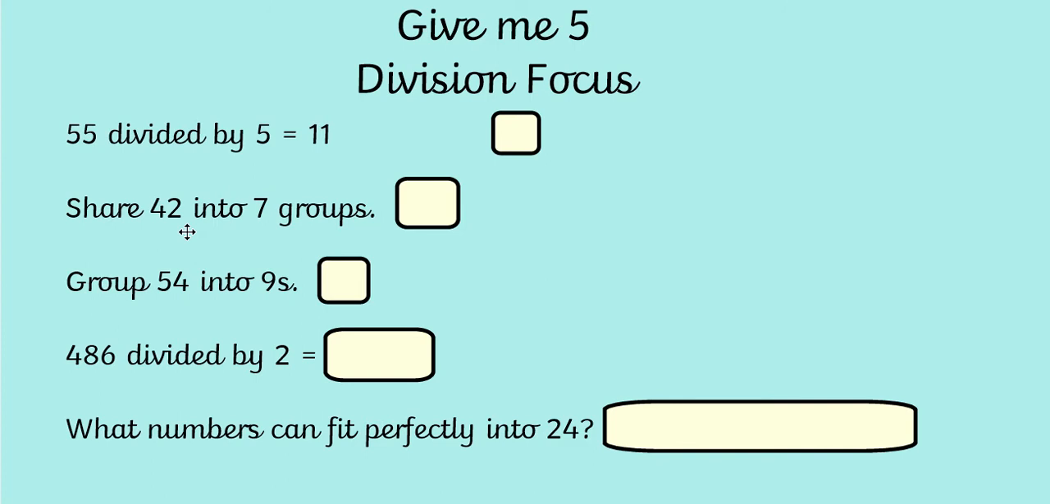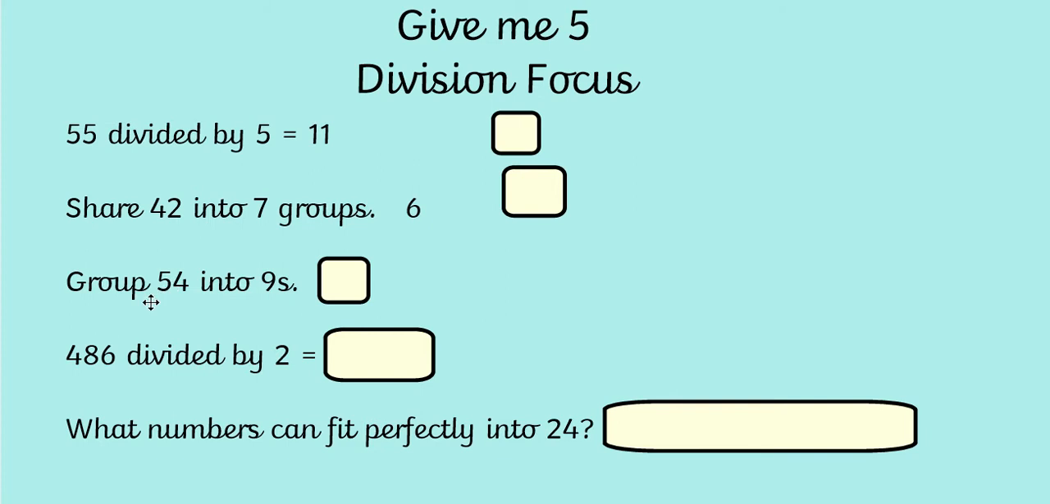Next, share 42 into 7 groups. Okay, so you could have drawn out your arrays, you could have drawn out 42 dots and made sure that there are 7 groups, and you would have got 6 dots in each group. We know that the number sentence there is 42 divided by 7, and we get 6.